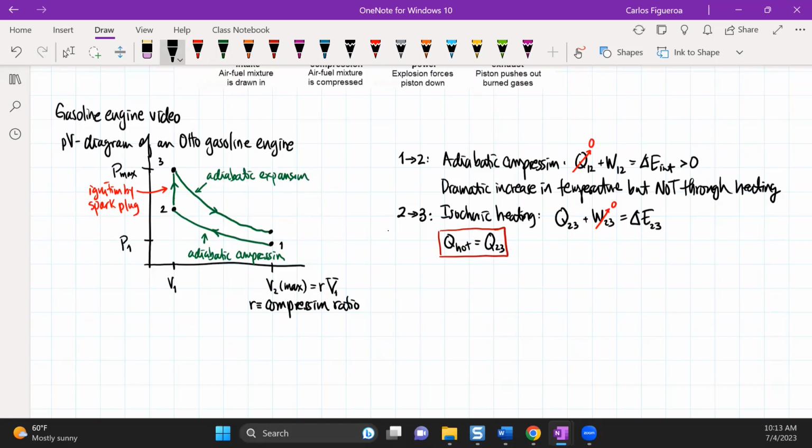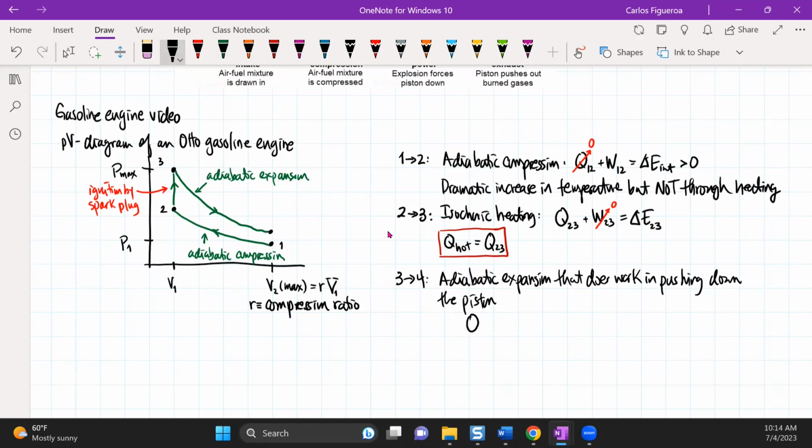So when I look at this adiabatic, as I go from 3 to 1, nope, not 3 to 1, 3 to 4, we're seeing here that this is going to be an adiabatic expansion that does work in pushing down the piston.